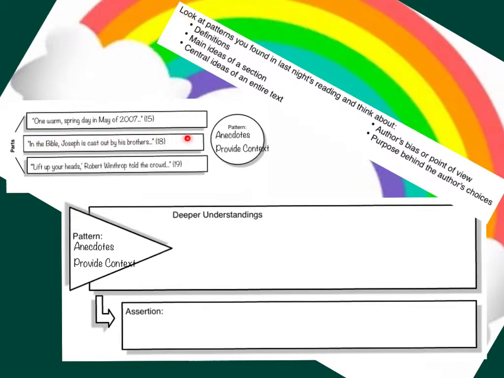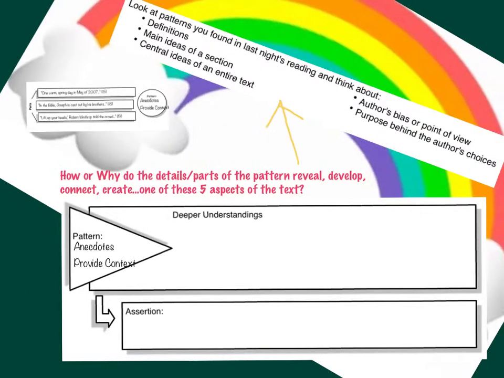How does this anecdote, or this one, or all 3, connect to a main idea of a section? How or why do these anecdotes connect or reveal the central ideas of an entire text? Last time, how or why do the details or parts of the pattern reveal, develop, connect, create, generate, any of those marker verbs, one of these 5 aspects of the text?